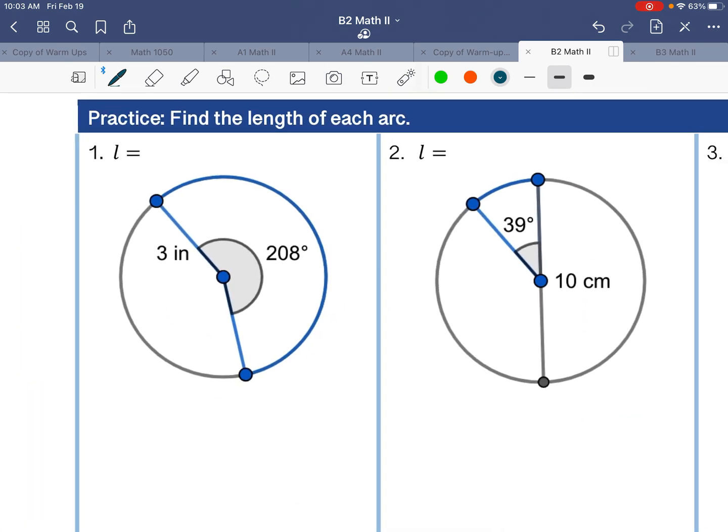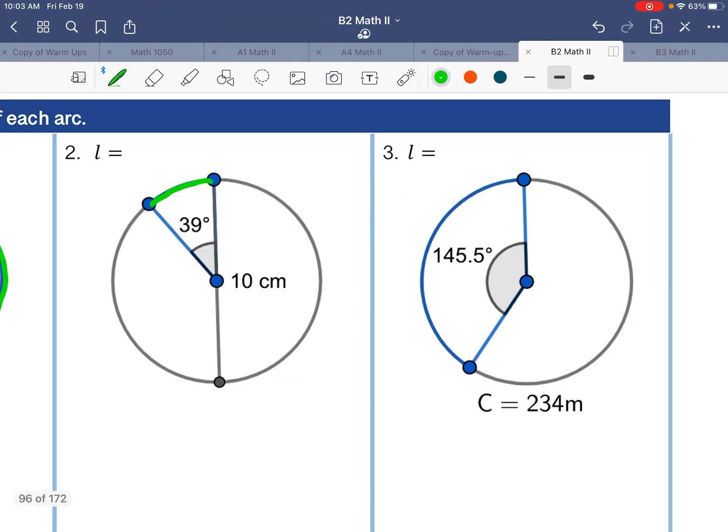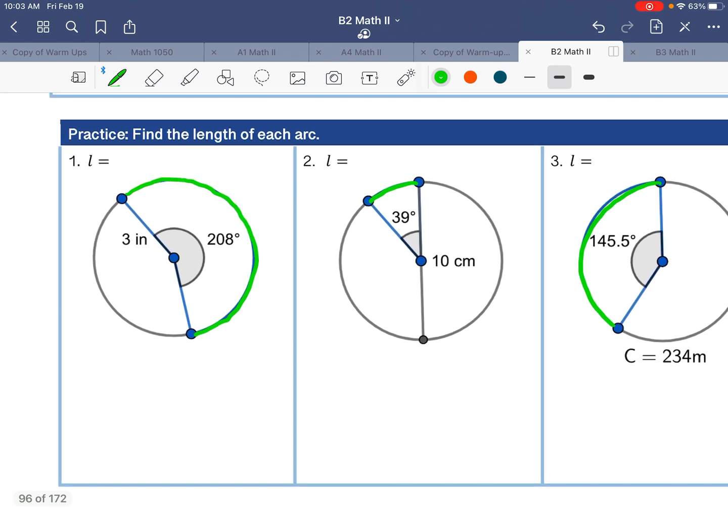So this one here, we have the sector, and I know this is kind of hard to tell on here, but we're looking for this sector. I keep saying that because we were just talking about sectors. That is an arc, and so is this, and so is this. Looking for those arcs. This first one, the portion that we're finding is 208 out of 360.